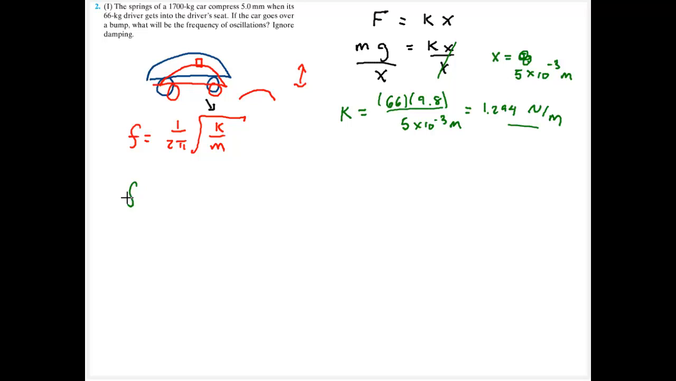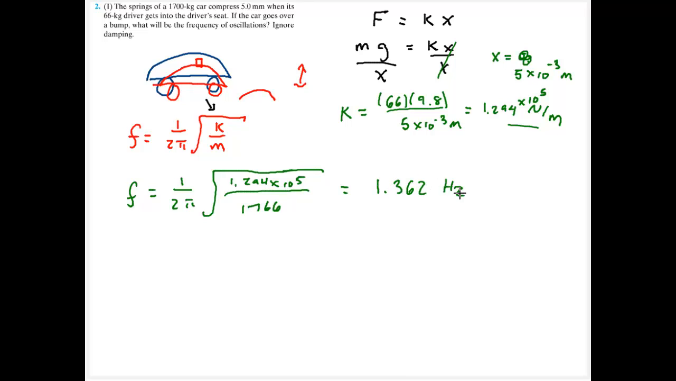Now I simply say, okay, the frequency of the oscillation is going to be 1 divided by 2 pi. Now I know what my spring constant is, and this should be times 10 to the 5th newtons per meter. It's going to be a very tough spring. So 1.294 times 10 to the 5th divided by the mass now of the car and the driver, 1766 kilograms, and the frequency of oscillation is going to be 1.362 hertz.